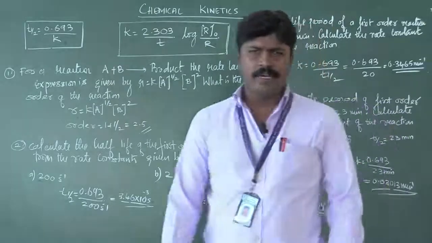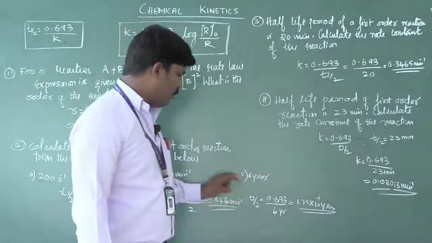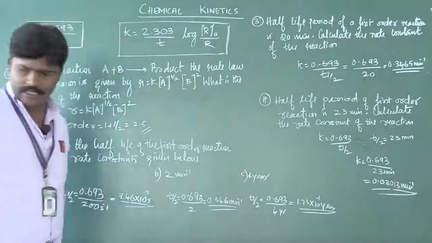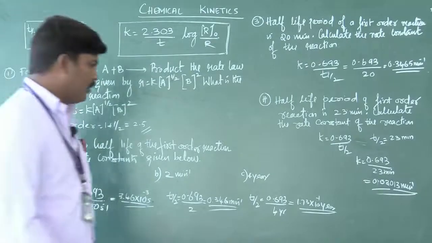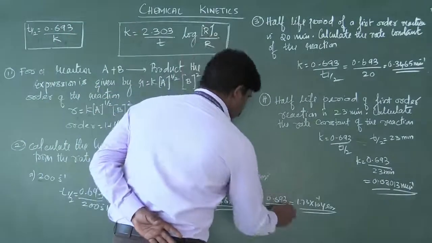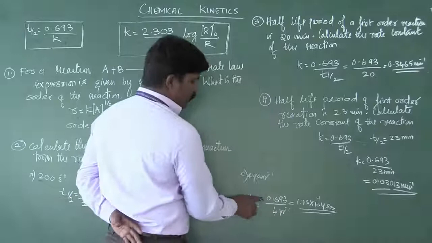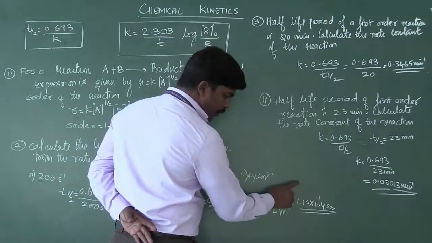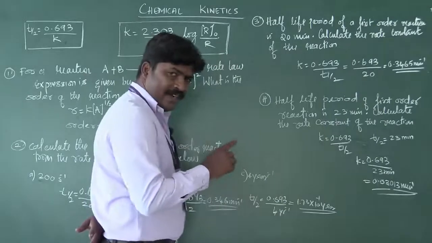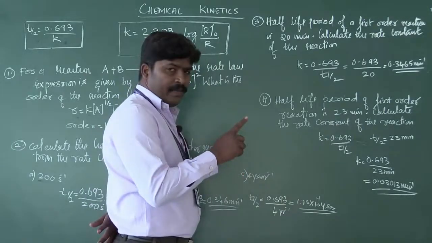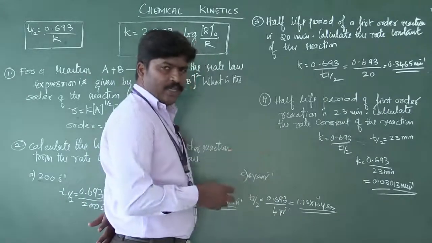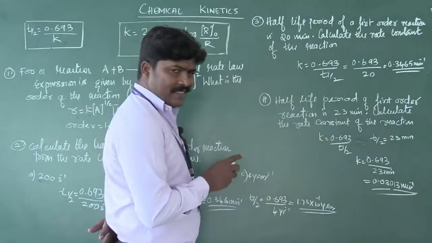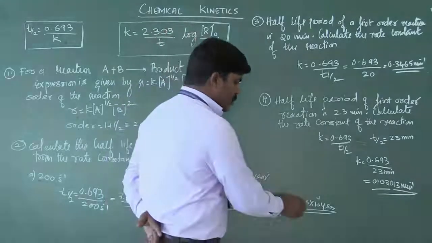The next problem, they have given in years. I told you it can also be given in year, that is per year, they have given 4 per year. So again, if it is per year, T half is equal to 0.693 by 4 years, then it becomes 0.173. So we have to keep it in a standard value, therefore it becomes 1.73 into 10 to the power of minus 1 year.